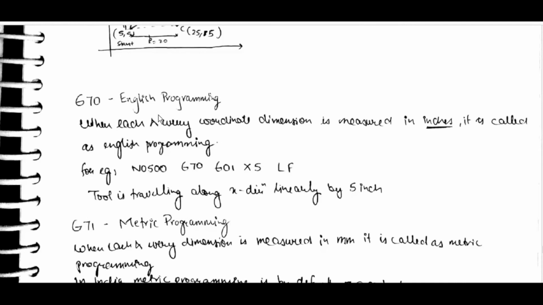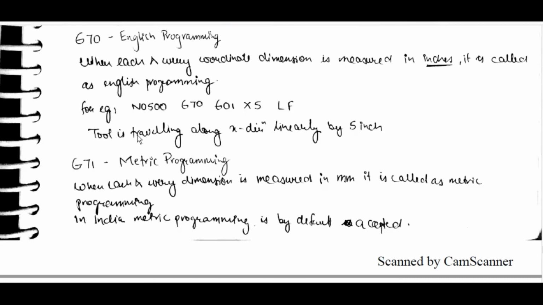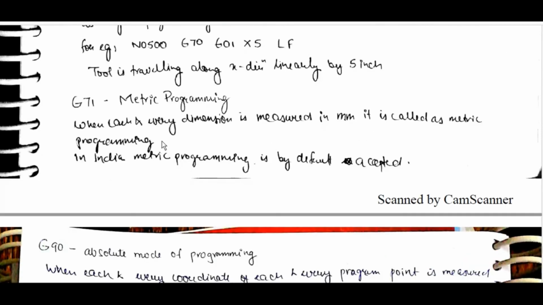G70 English programming: when each and every coordinate dimension is measured in inches, it is called English programming. For example, N0500, G70, G01, X5, LF. The tool is traveling in the x direction linearly by 5 inches. Metric programming: when each and every dimension is measured in millimeters, it is called metric programming. In India, metric programming is accepted by default.